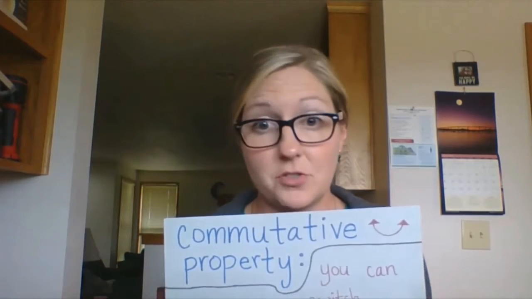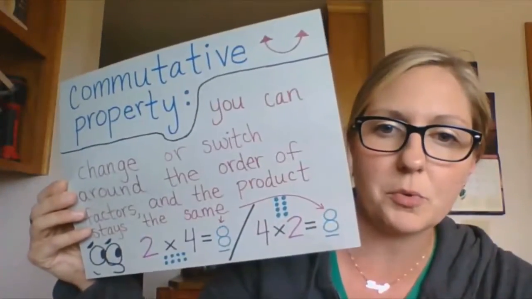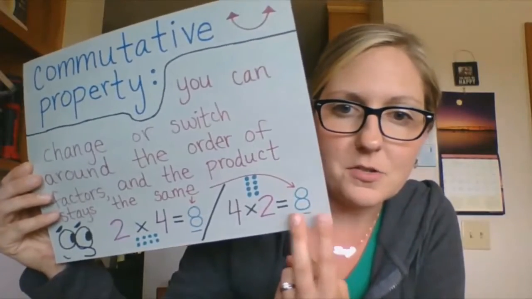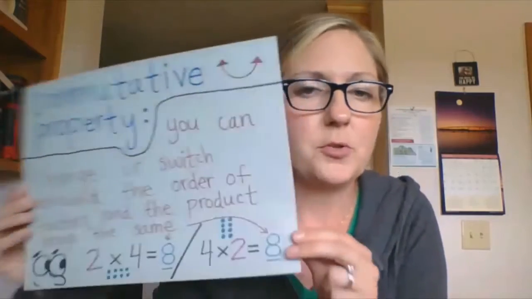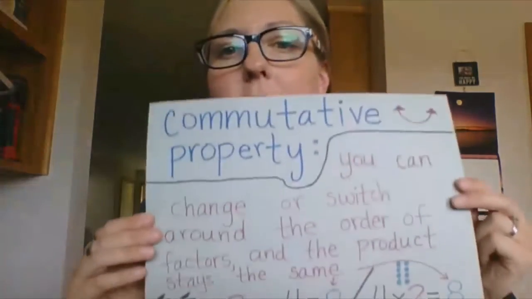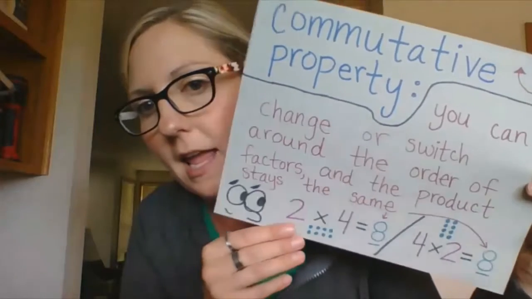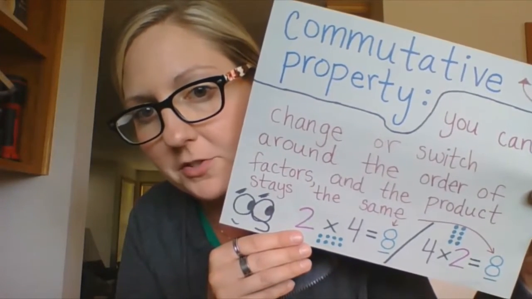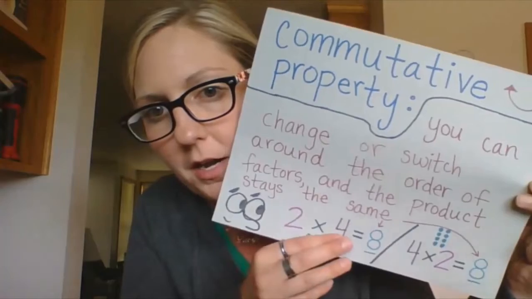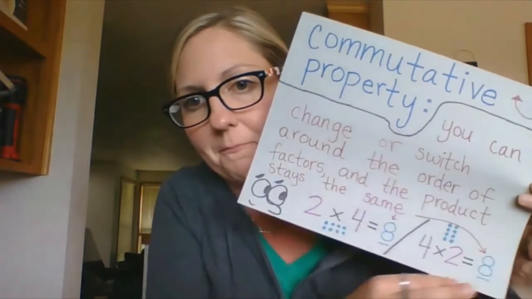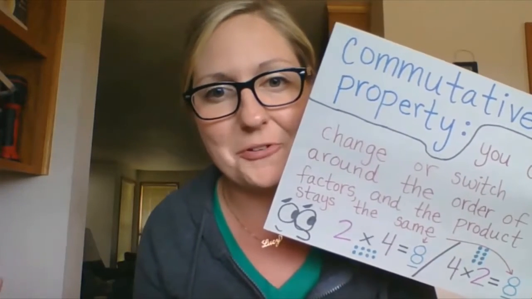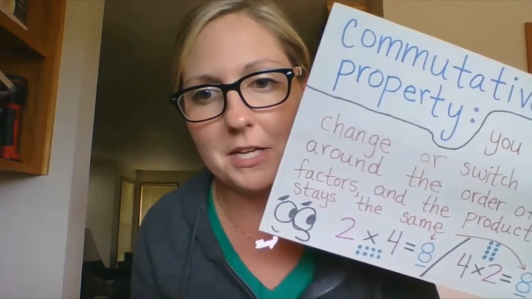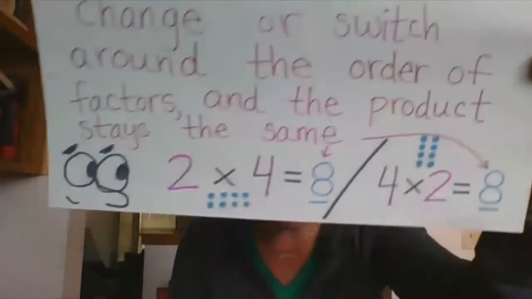So yesterday, we talked about the commutative property. And that is just the rule that says that we can switch our factors around. So I could have 2 times 4, or I could have my equation 4 times 2. And no matter what order our factors are in, our product will always stay the same. So in this example, if we know 2 times 4 equals 8, then we know 4 times 2 is equal to 8. And my two arrays show that.